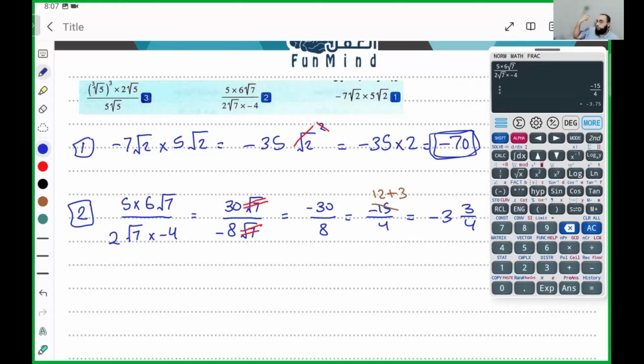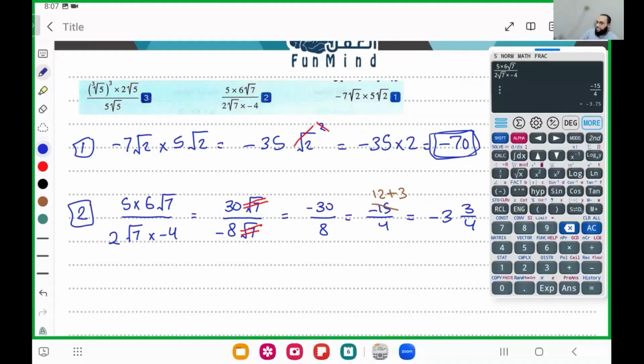If you want to convert into a mixed number, then you can press shift, then SD. Let's say I did a problem, something like that. It's negative 15 over 4, equal, then shift SD. It's negative 3 and 3 over 4. Like that. Is it clear, Muhammad Al Hussein?